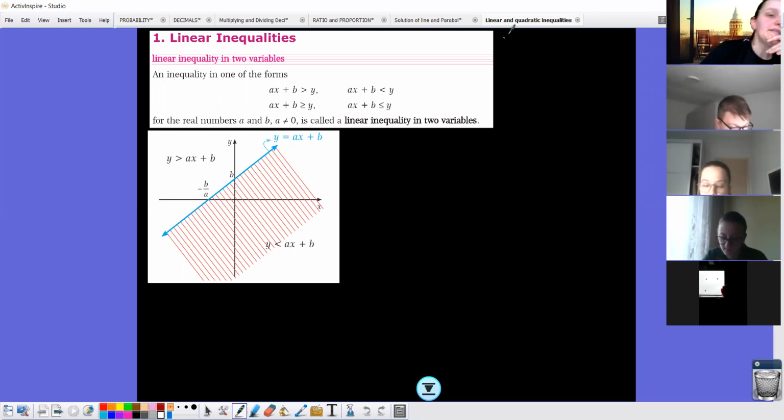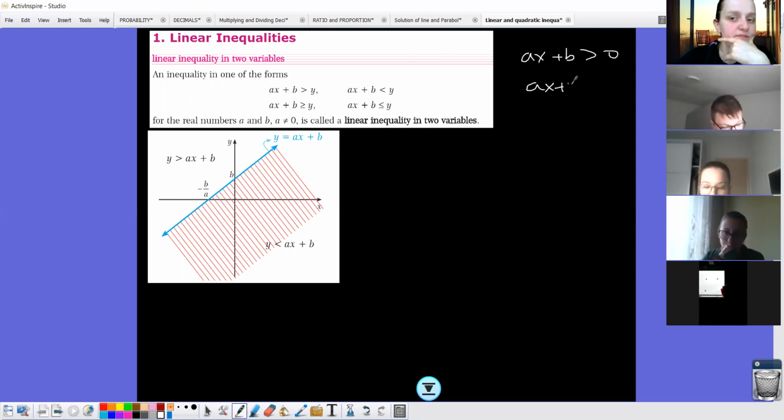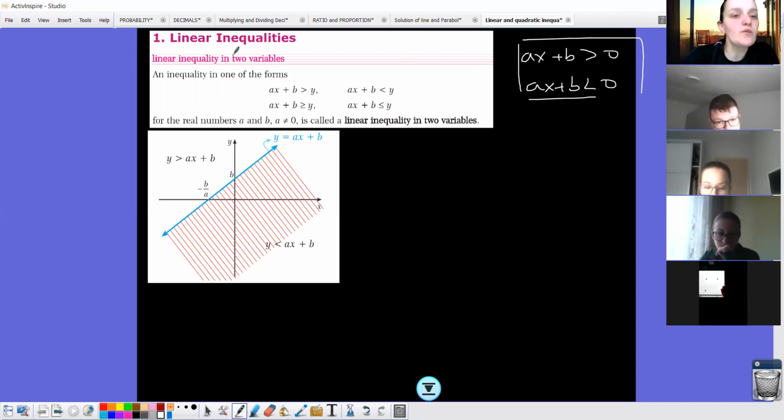Now, linear, we know linear, what does it mean? First degree. Here, two variables, it says. We worked with ax plus b greater than 0, or ax plus b less than 0. We're solving this kind of linear inequalities, yes? Here we have two variables, two unknowns.